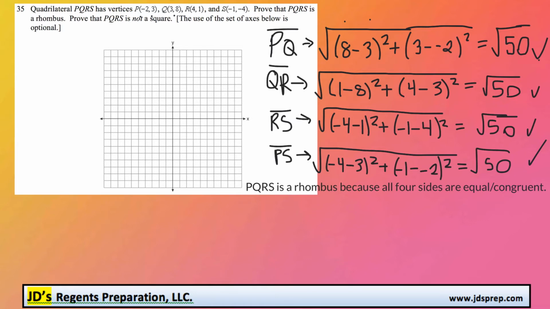Now, for the second part of this question, we need to prove that PQRS is not a square. And I feel like a good starting point would be to visualize it and take a minute to plot the vertices and draw it, since they do give us this coordinate plane.